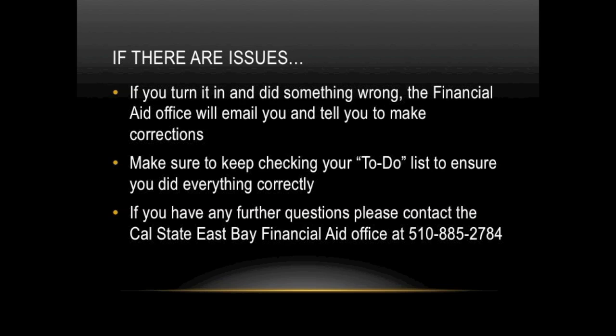If there are any issues, you should contact the Financial Aid Office right away. For example, if you did something wrong on the form, the Financial Aid Office will send you an email and you will have to redo the form. Make sure you keep checking your to-do list to ensure you did everything correctly.